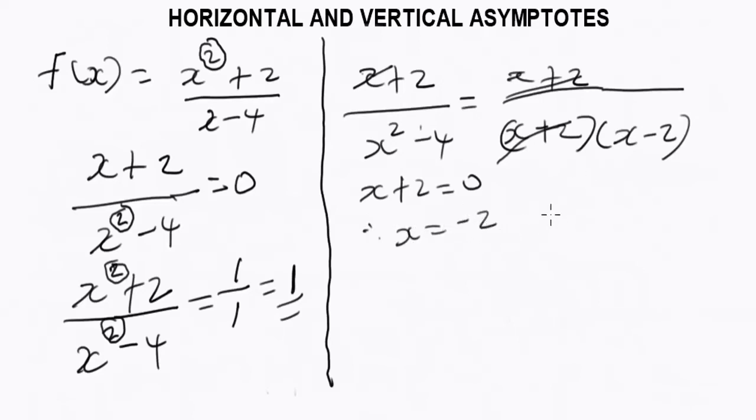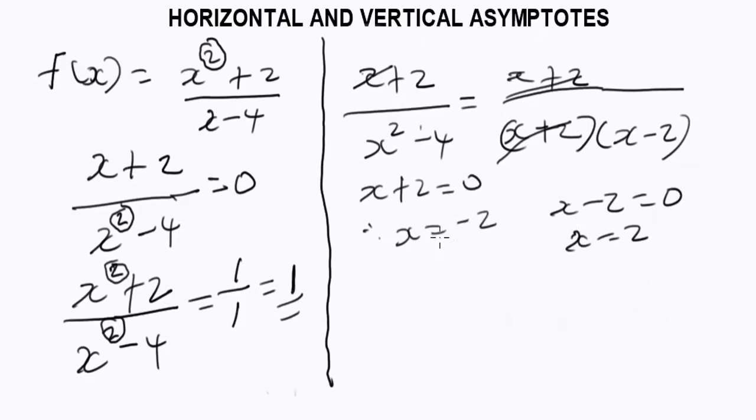Whereas the vertical asymptote will be the factor that didn't cancel out, which is x minus 2 equals 0. So when you make x the subject of the formula, it will give you x equals 2. So for this question, we have the vertical asymptote to be 2 and the hole of the function to be -2 respectively.